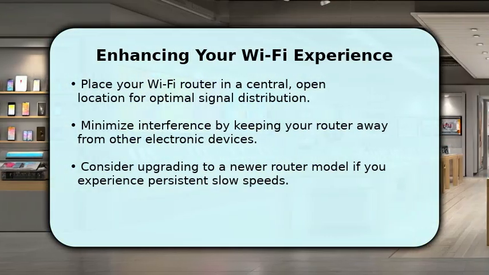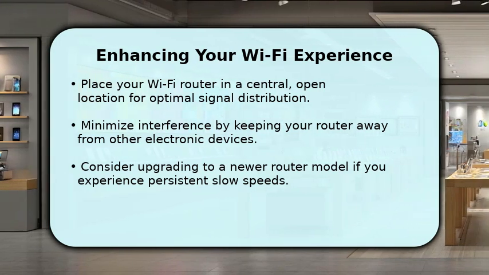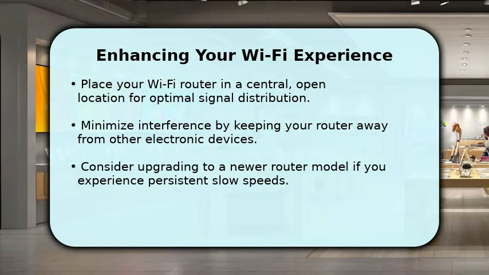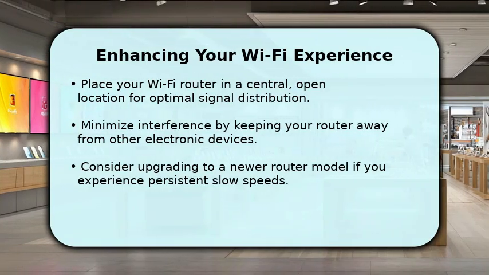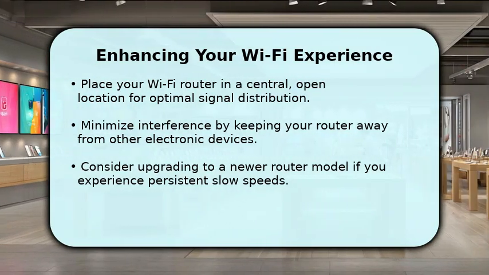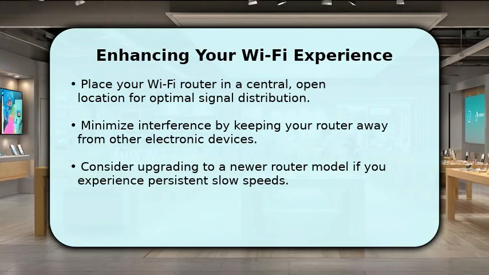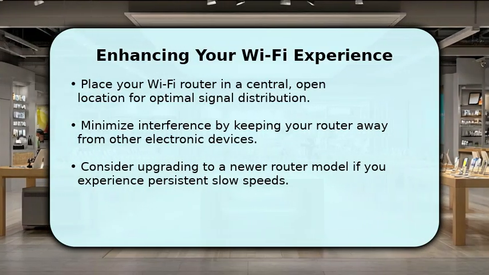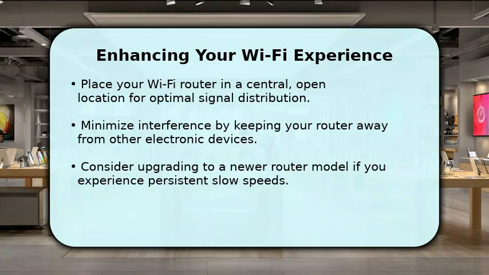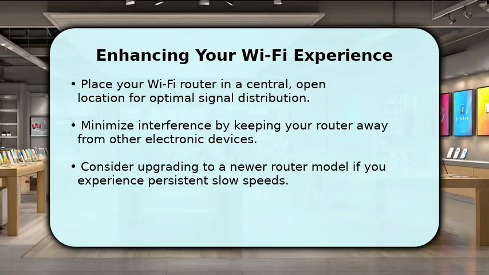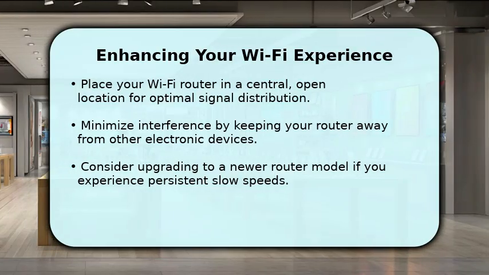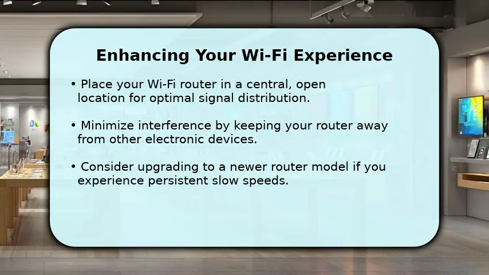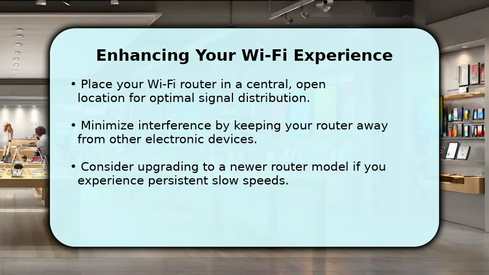To get the best out of your Wi-Fi, strategic router placement is key. Position your router in a central area of your home, ideally elevated and away from walls, allowing the signal to spread freely. Try to keep it at least several inches away from other electronics, like cordless phones or microwave ovens, which can cause significant interference. If your current router is more than 5 years old, upgrading to a modern one might dramatically improve both speed and reliability.